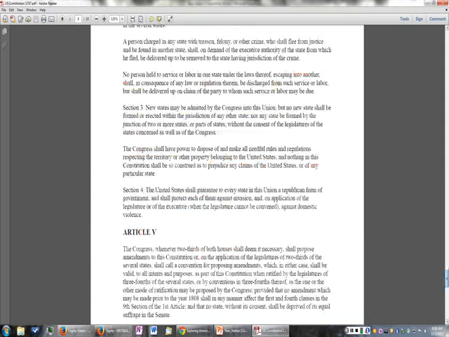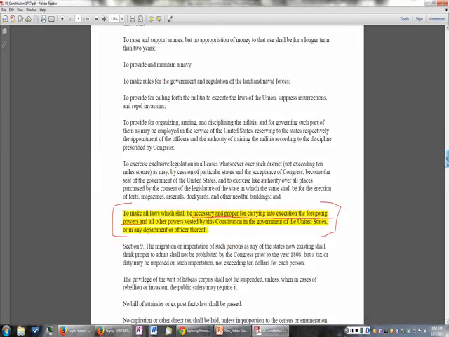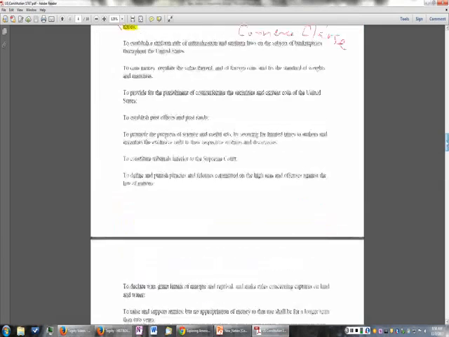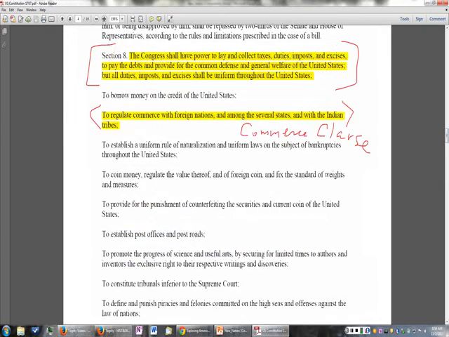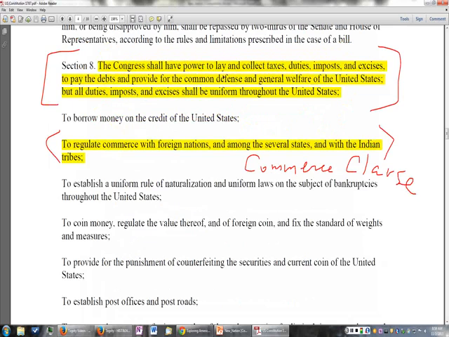Let me go back again to the Constitution and look at Article 1, Section 8, which is the enumerated powers of Congress. Here it is, and it begins with Congress shall. Congress shall have the power to lay and collect taxes, duties, imposts, and excises. Okay, Congress can tax, to pay the debts and provide for the common defense and general welfare of the United States, but all duties, imposts, and excises shall be uniform.